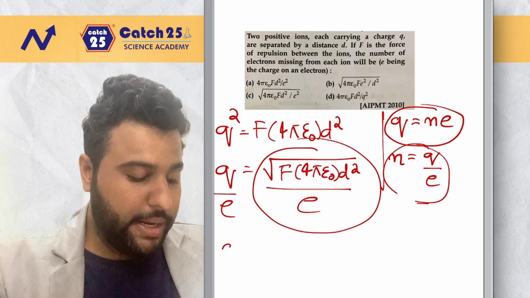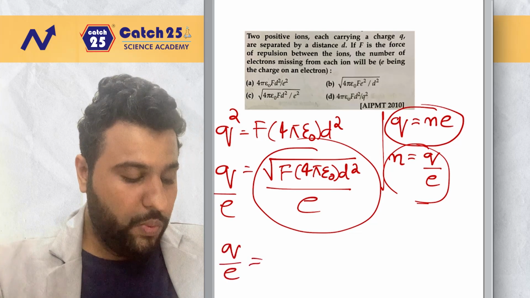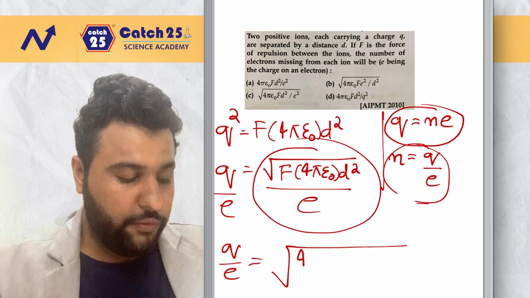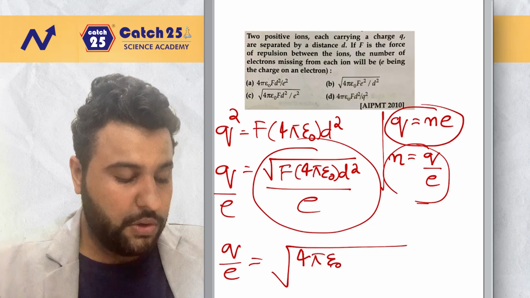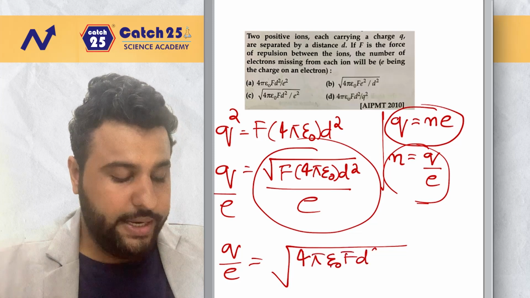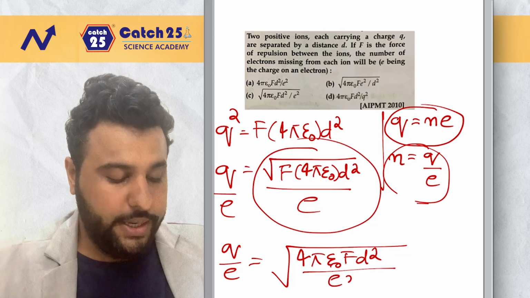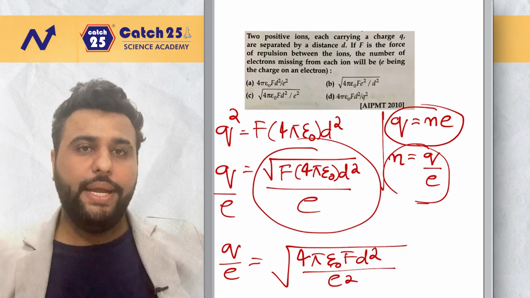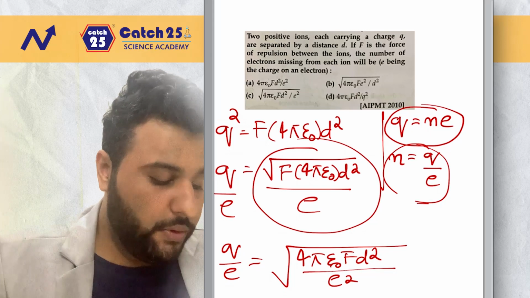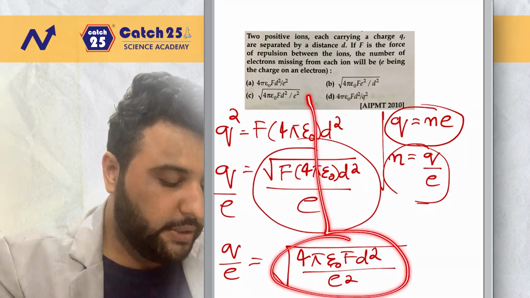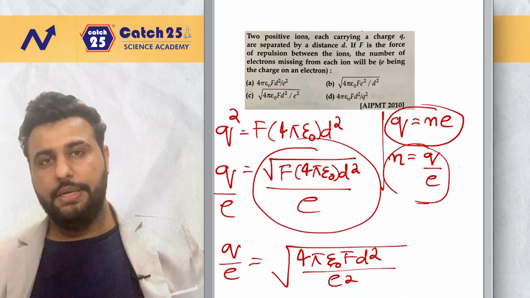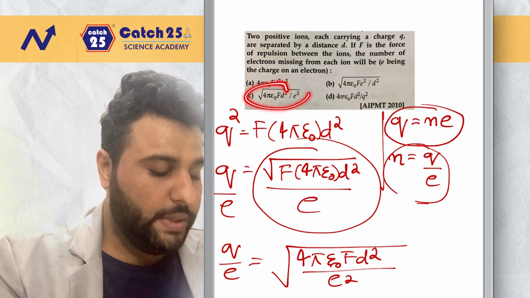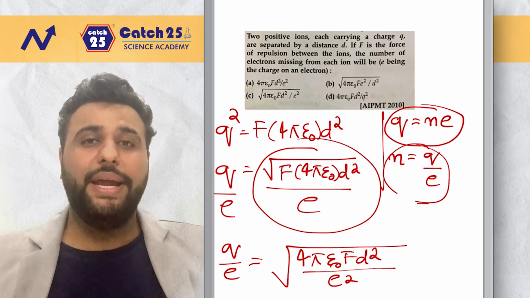Therefore, can I say my Q by E will be square root of 4 pi epsilon naught F D square upon E square, because I took E inside the square root. Now, if you notice, this answer matches with this answer. Check. Therefore, can I say my answer will be this? Okay, it is very simple.